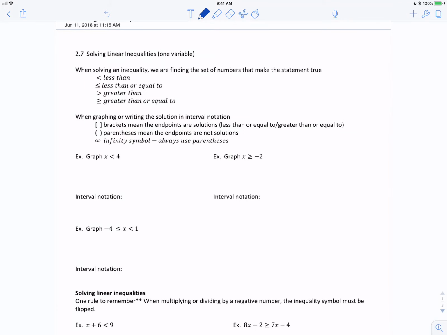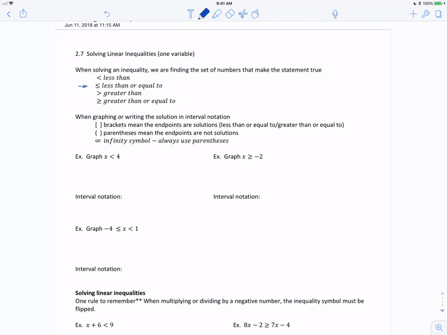So, solving linear inequalities with just one variable. I wrote all of our different inequalities up here. Less than sign, so less than or equal to, if they have the little line underneath, that means it's also equal to that number. We also have a greater than sign, and then greater than or equal to. So that just means that number is actually included when it's also equal to that number.